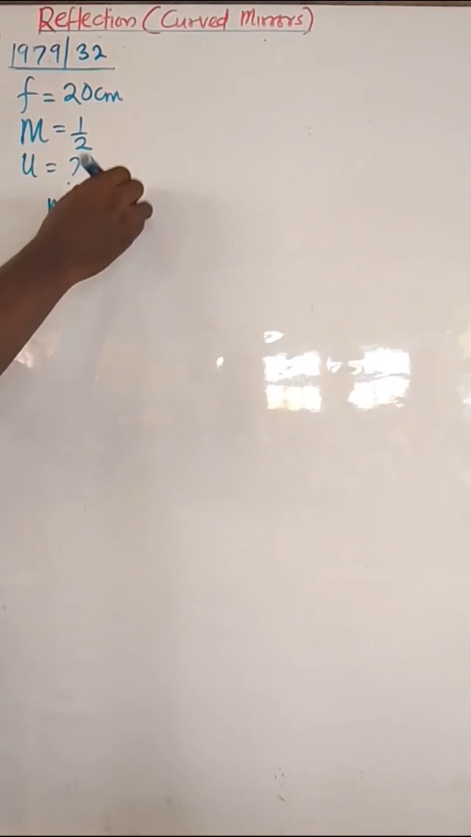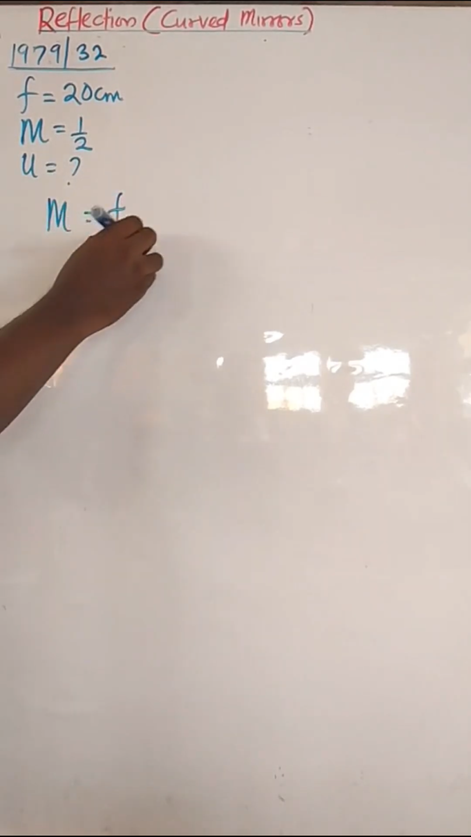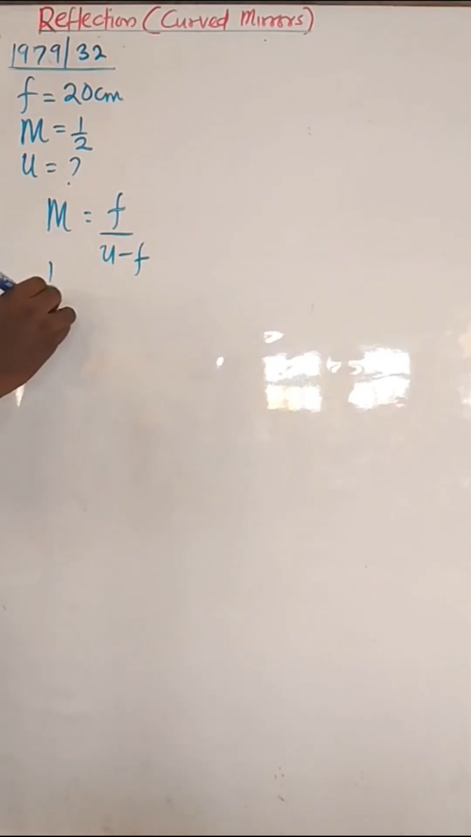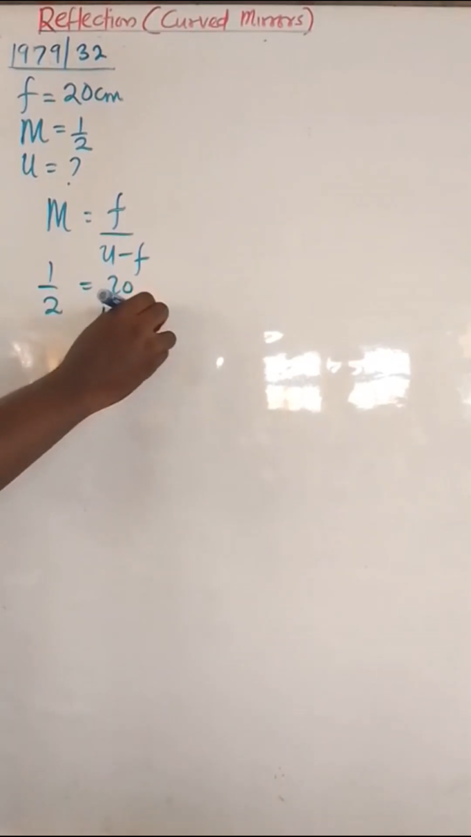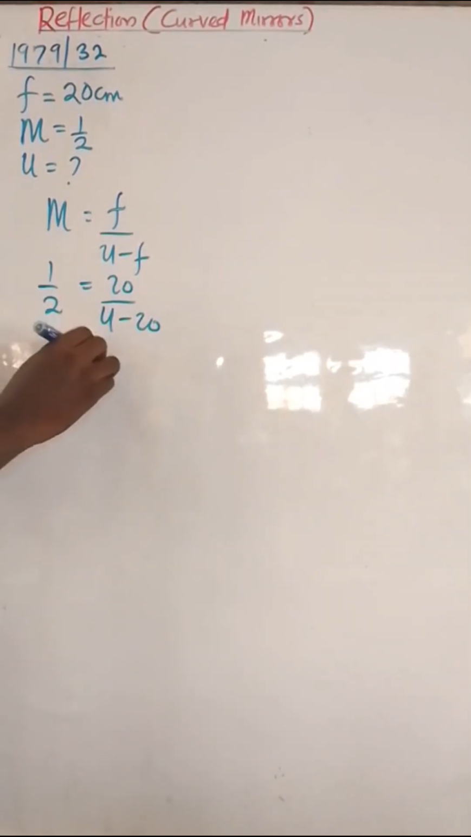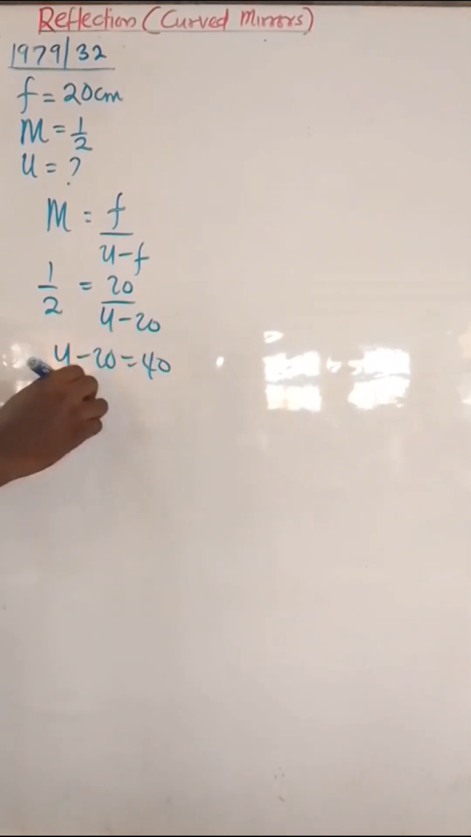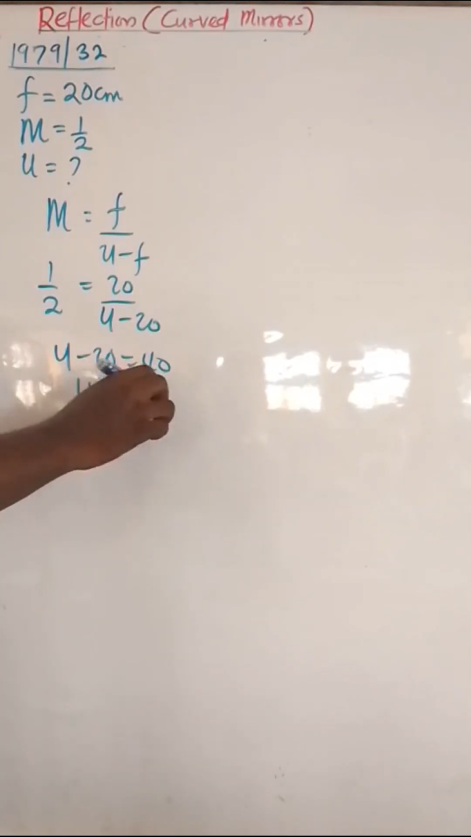Magnification in terms of F and U is what? F over U minus F. So 1 over 2 equals 20 over U minus 20. Multiplying, U minus 20 equals 40. U is 40 plus 20, U is what? 60.